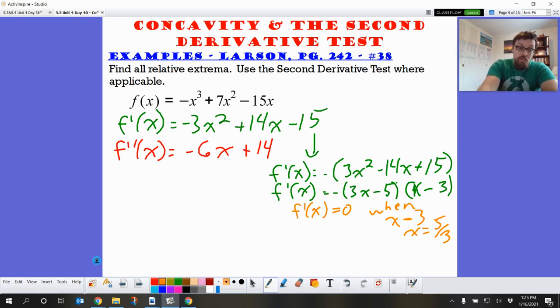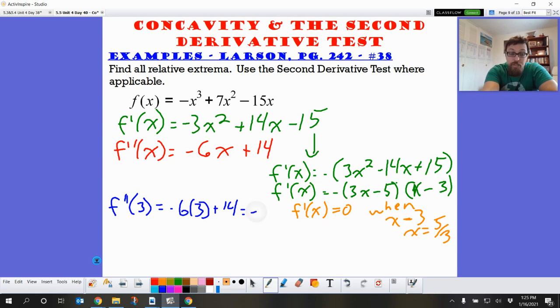So let's plug those into our second derivative. So f double prime of 3 gets us negative 6 times 3 plus 14, which equals negative 18 plus 14, which is negative 4. Since that's less than 0, we have a max. Remember, it's a little backwards. That's less than 0, that is a maximum. So we have a local max at 3. And if we plug that back into the original, you get 9. Let's check that with 5/3.